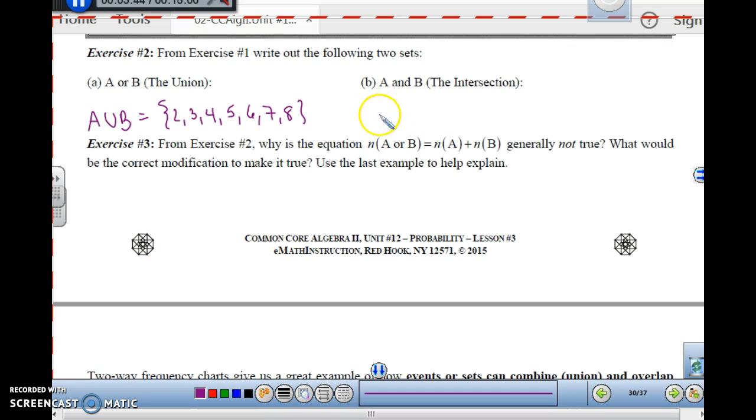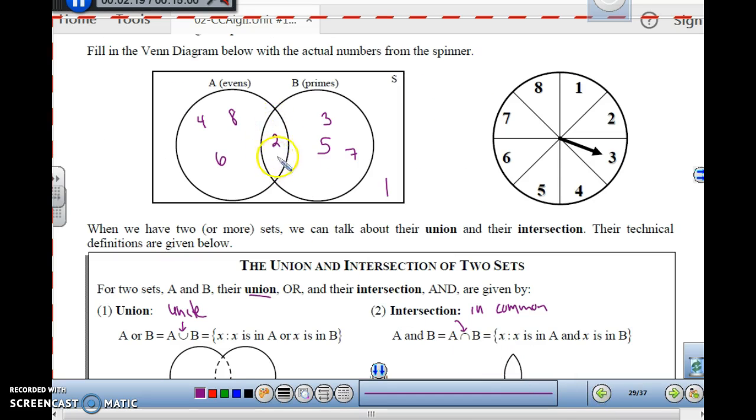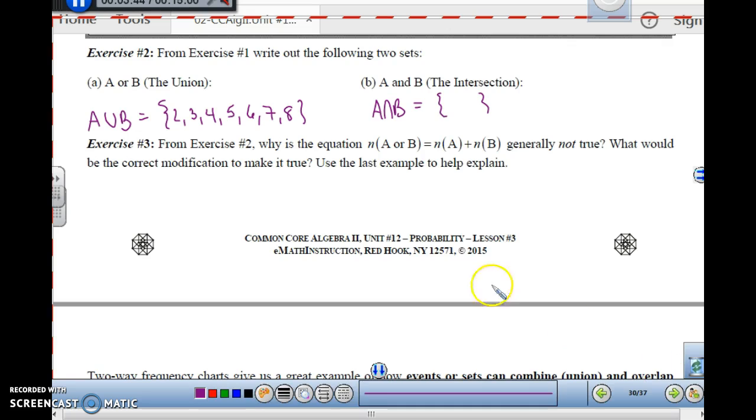Okay? And A intersection B, the upside down U, is what do they have in common? Well, if I look at my sets here, what we have in common is the number 2. That's the intersection. All right, so union is what's either in A or B. If there's something where it overlaps, you put them together. And then A intersection B is going to be what they have in common.